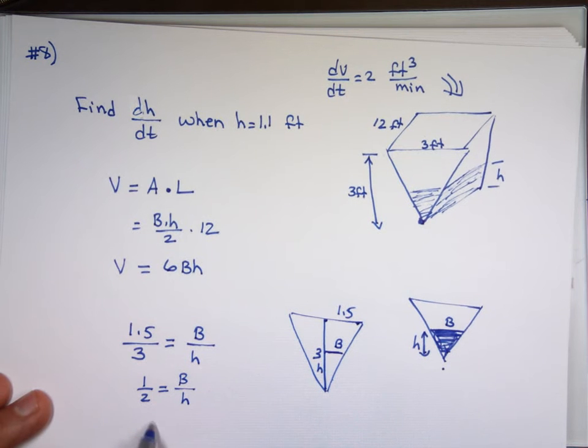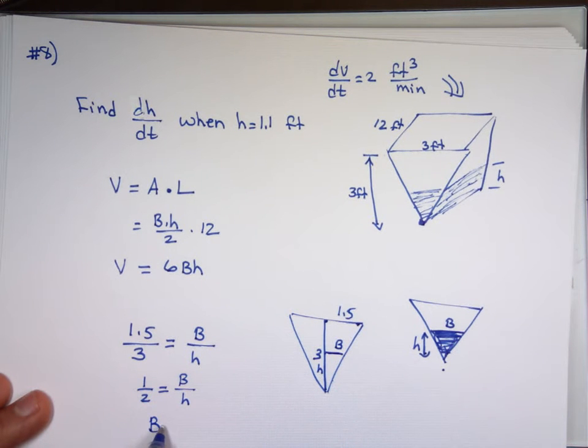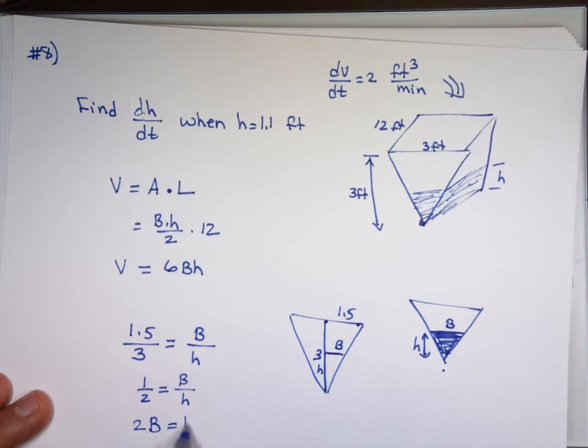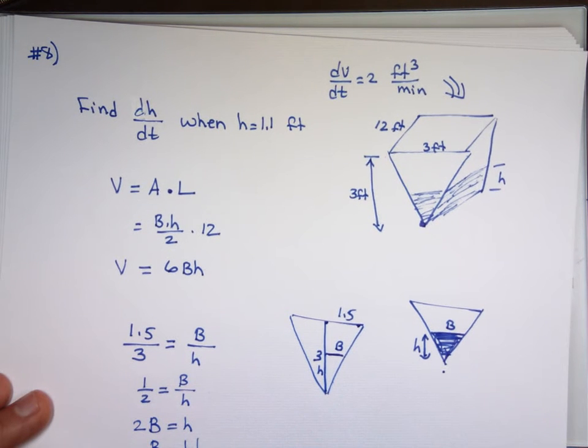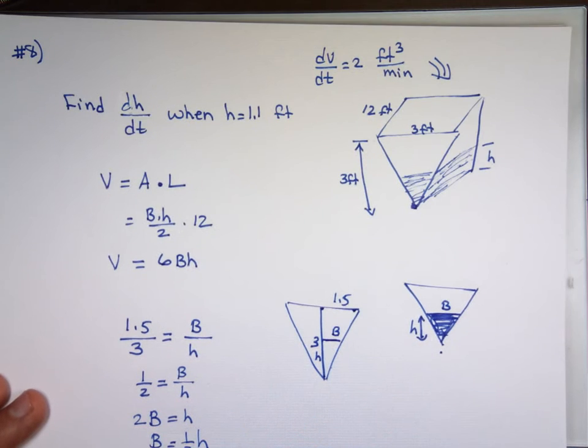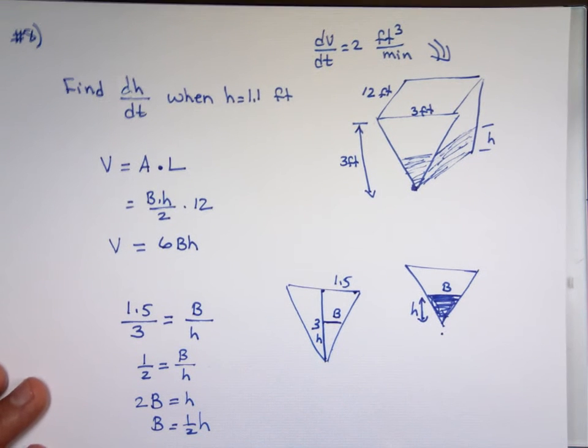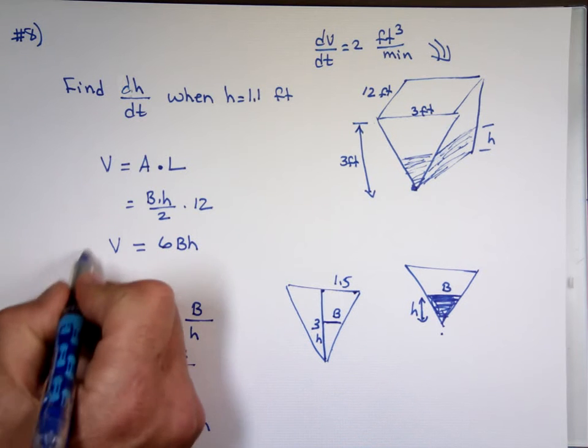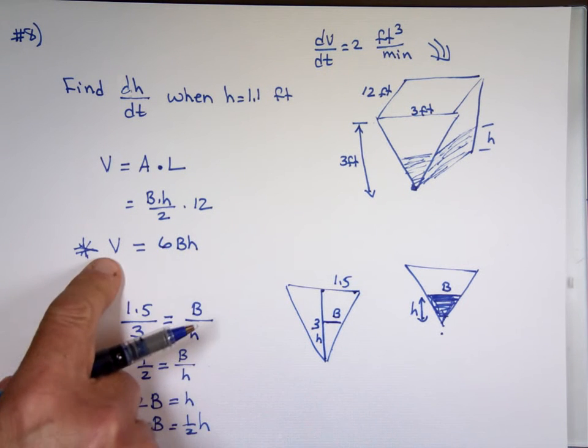What is b equal to? 2b equals what? h? b equals what? 1/2 h? So I know the base now is half the height. Go to this equation, see this one? And replace b with 1/2 h.